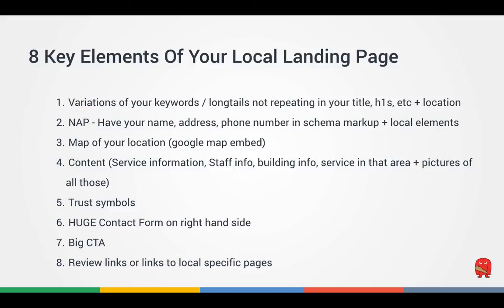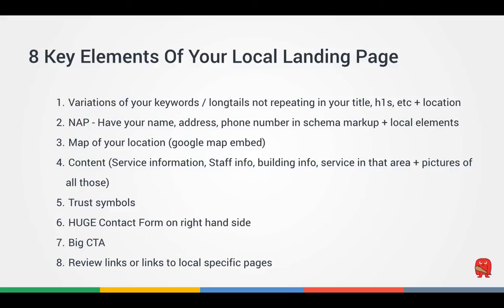5th thing, trust symbols, so any kind of organizations that you're a part of, any kind of associations. 6 is a huge contact form on the right-hand side, or whatever other kind of call to action, whatever kind of conversion that you want, because ranking is worthless unless you can get people to convert, call you, and pick up the phone or email you, or whatever you want your conversion metric to be. 7th is a big CTA, so you actually really want to have a nice big call to action to make sure that people are, again, calling you, picking up the phone, emailing you, etc.